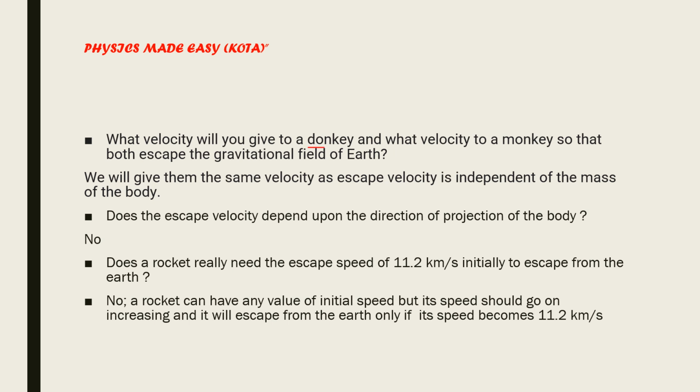So there are two animals, one is a donkey and another is a monkey. So it is very clear both have different masses, but for the escape velocity, we know that escape velocity is independent of the mass of the body. It only depends upon the mass and the radius of the planet, but it shows independent nature regarding the mass of the body. So we can say that we will give them the same velocity as escape velocity, as it is independent of the mass of the body.